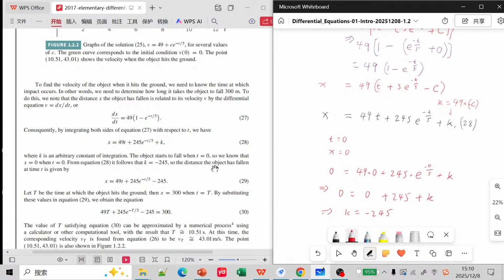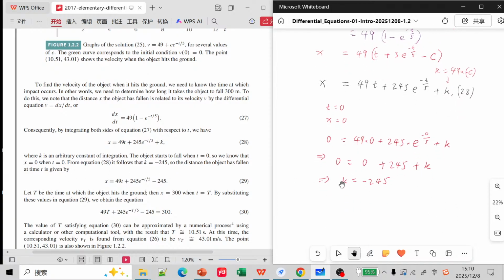So the distance the object has fallen at time t is given by, and then we just substitute the k's value into equation 28. We can get x is equal to 49t plus 245 times e to the minus t over 5 and minus 245. This is equation 29.